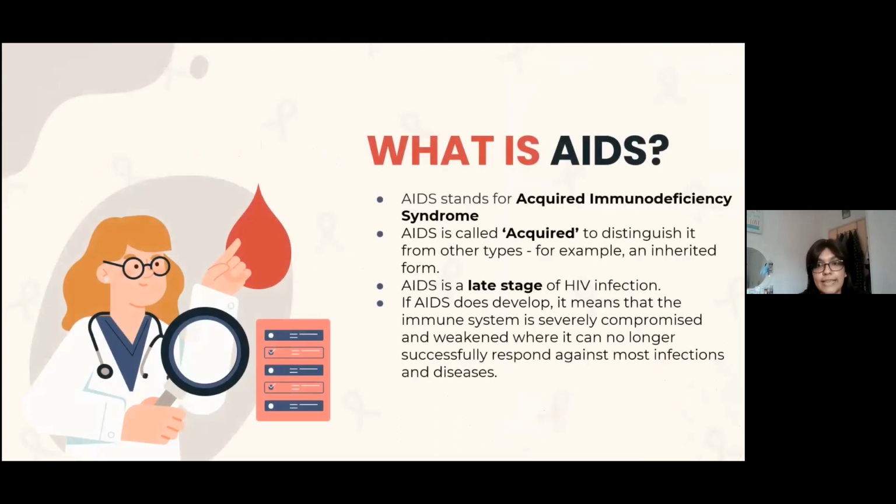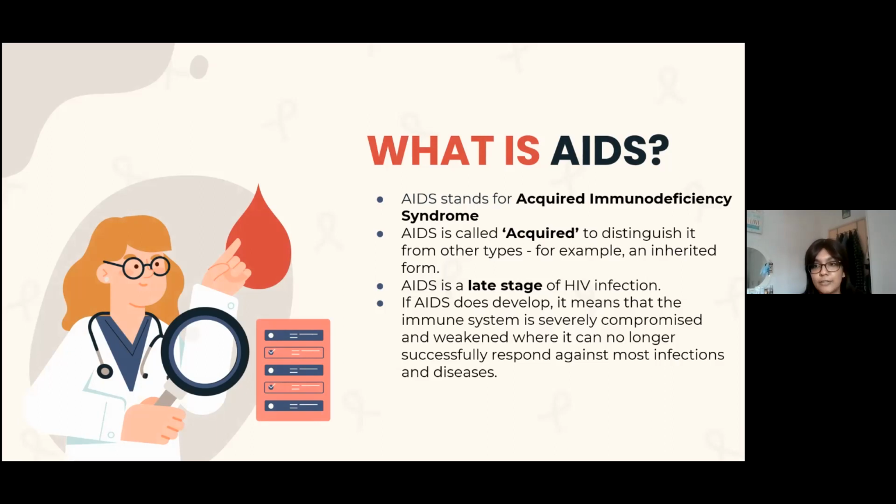Okay, now what is AIDS? AIDS stands for Acquired Immunodeficiency Syndrome. AIDS is called acquired to distinguish it from other types, for example, an inherited form. Basically, it is called acquired because it is infectious and it cannot be inherited genetically. AIDS is a late stage of HIV infection, and if AIDS does develop, it means that the immune system is severely compromised and weakened, where it can no longer successfully respond against most infections and diseases.